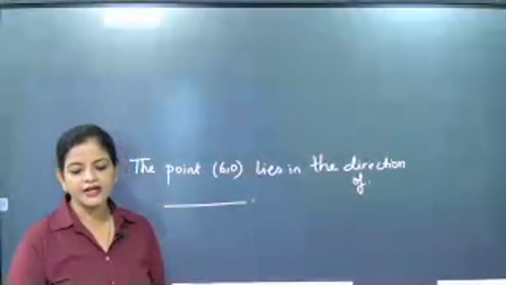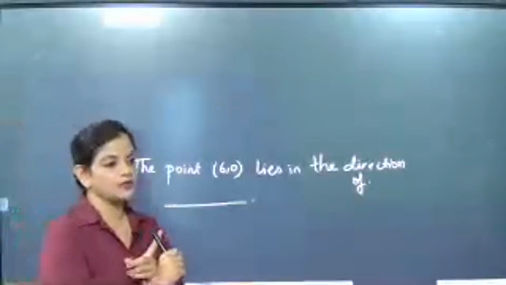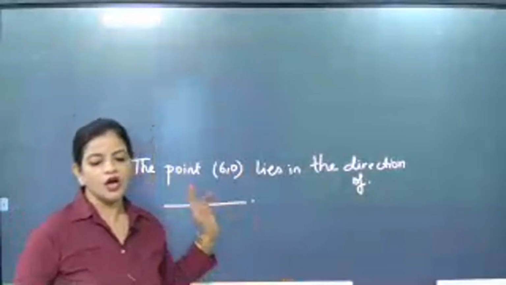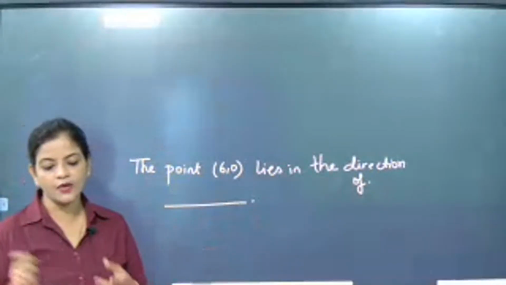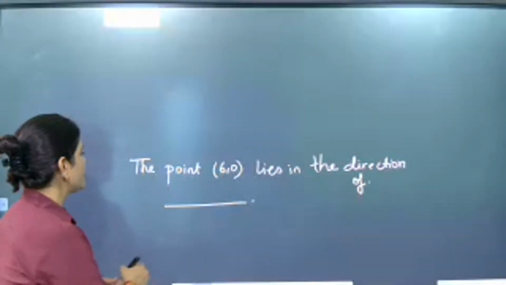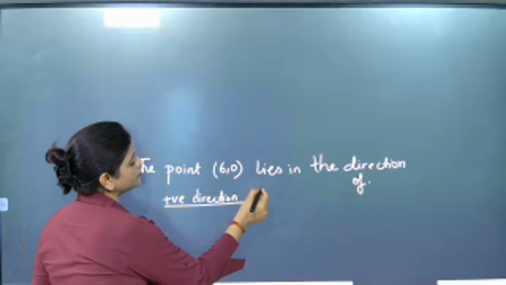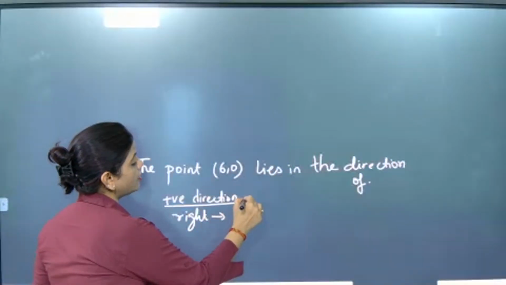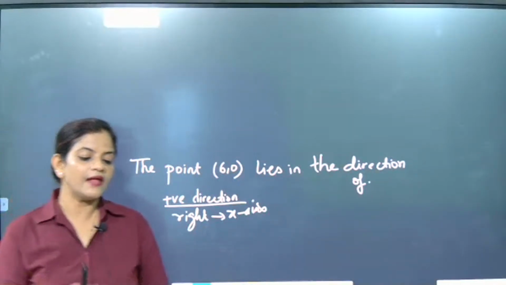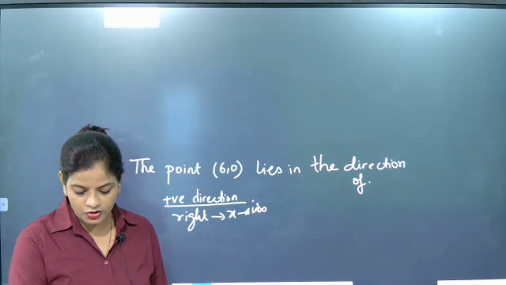Very good, that's absolutely correct. But fill it fully. Positive side of what? Exactly. Lies in the positive direction of x-axis or right side of x-axis. So either in the positive direction or in the right side, both we can say. So it is positive direction or positive side or right side of x-axis. If a fill in the blanks is given, we can answer like this. I hope you have understood this question.